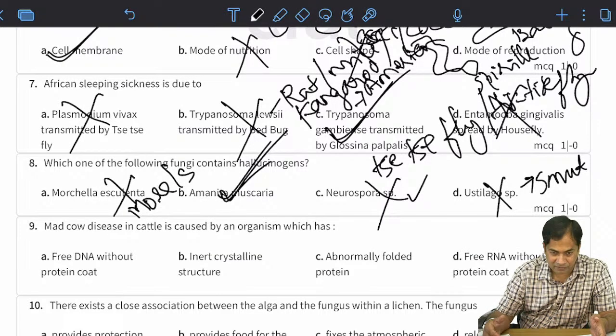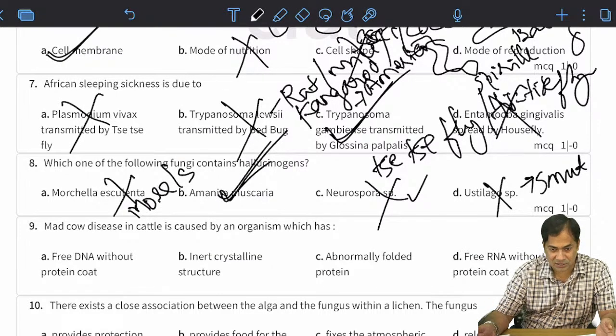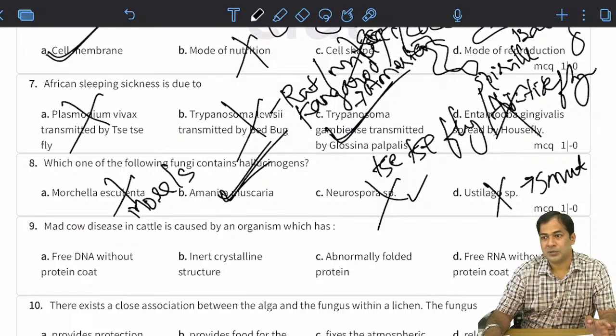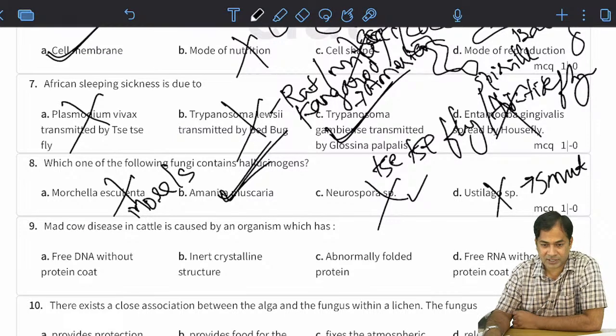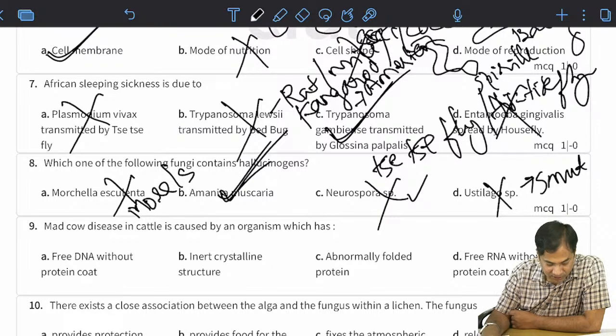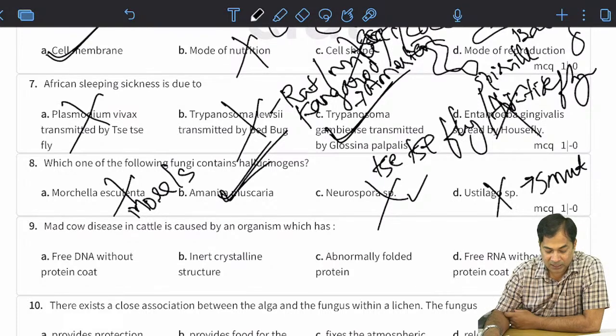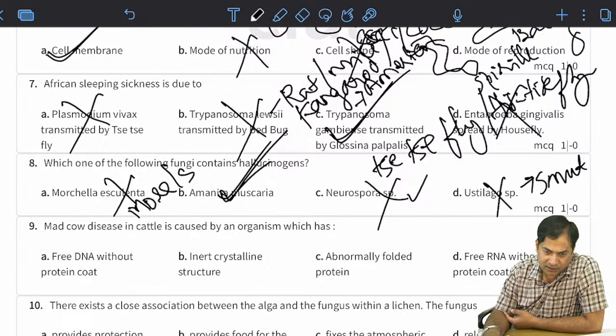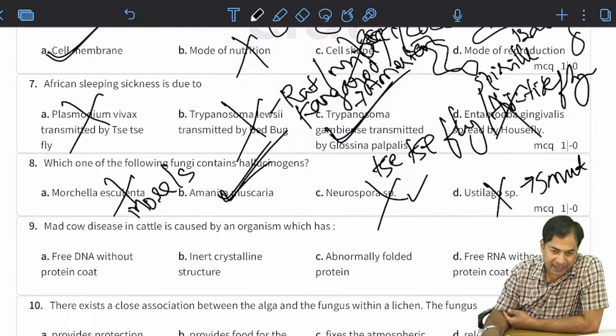That is what we have done. We have discussed each option in detail so that you got a lot of knowledge about each word given as an option. You have to think about one particular question in detail. Another 5 minutes we are going to discuss, so only one or two questions we can discuss now. Next question, question number 9. Mad cow disease in cattle is caused by an organism which has, you remember mad cow disease, it is also called BSE, that is bovine spongiform encephalopathy.